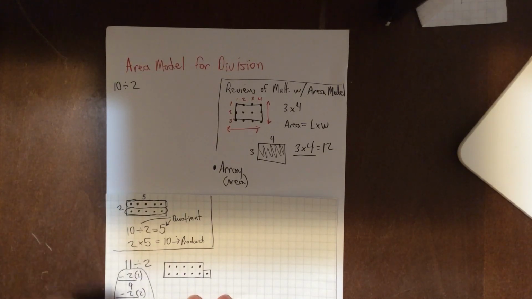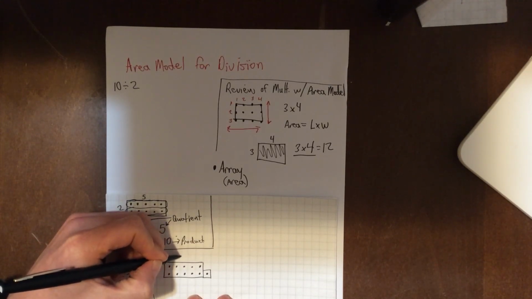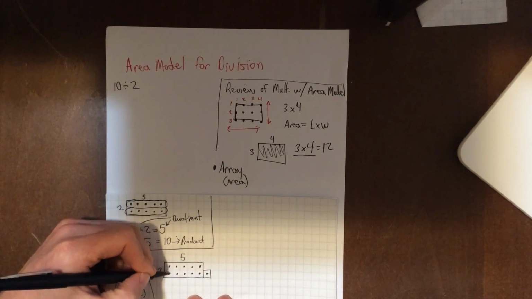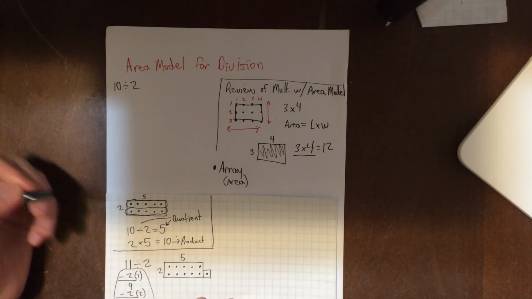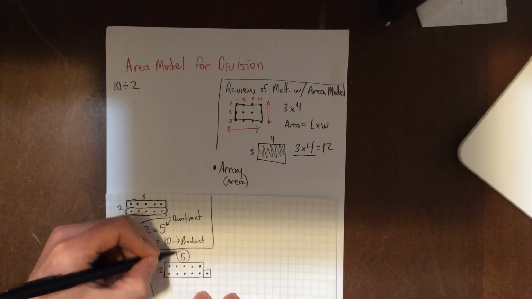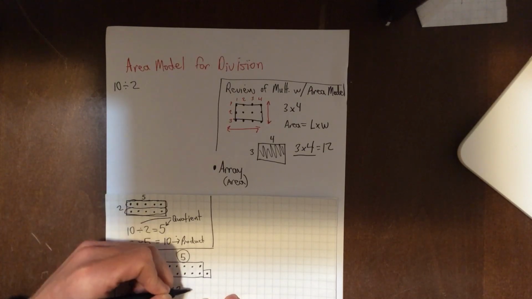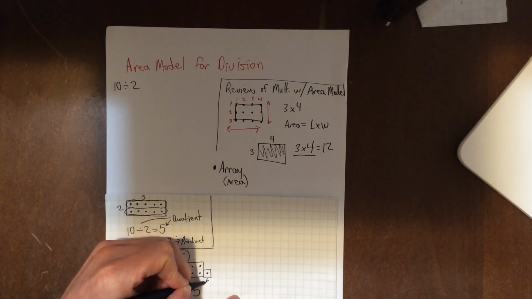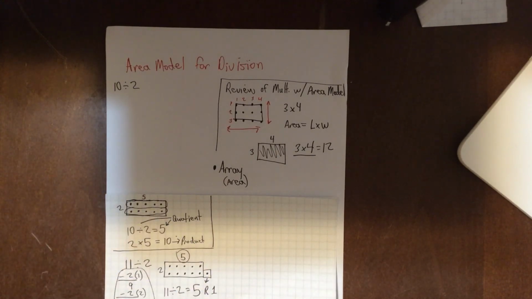Okay, so how many groups of 2 do we have? Well, we still have 5 groups of 2, or we could say we have 5 columns and 2 rows. So 11 divided by 2 equals 5 groups, but then we have this 1 left over. So we have a remainder of 1.